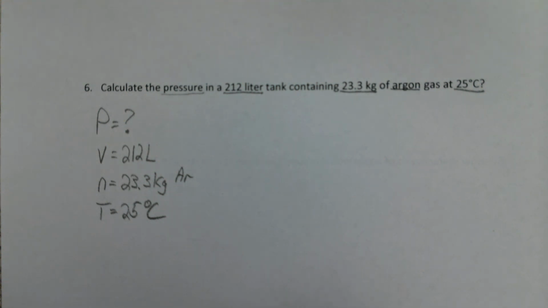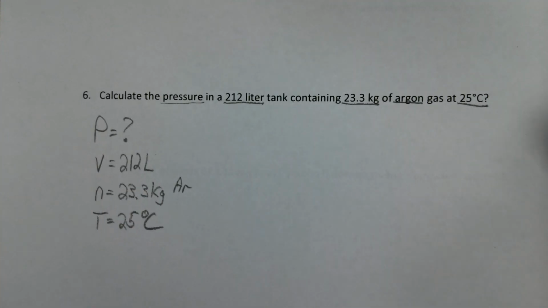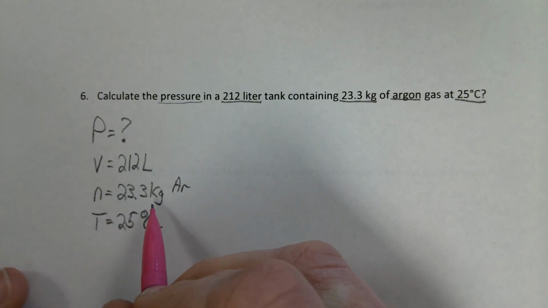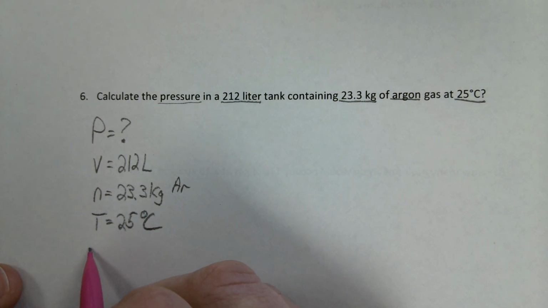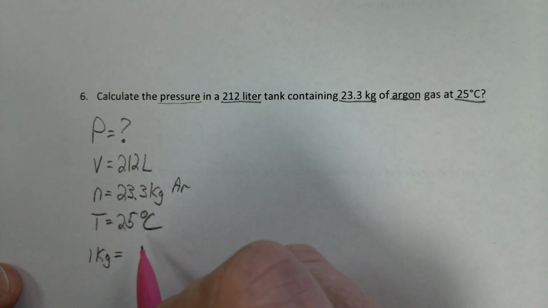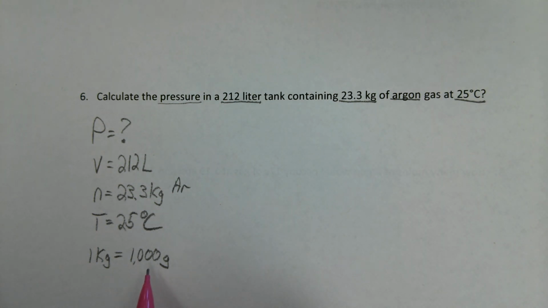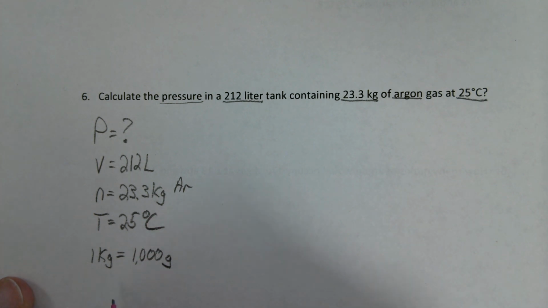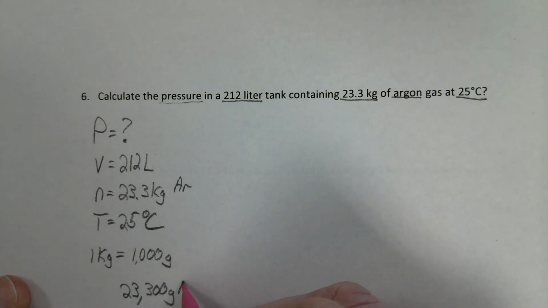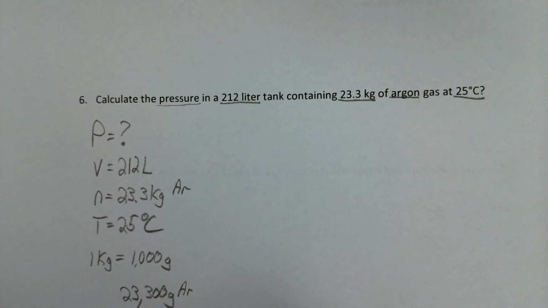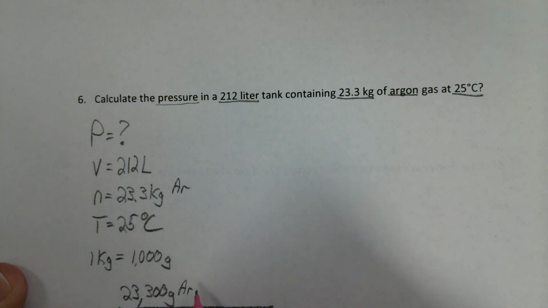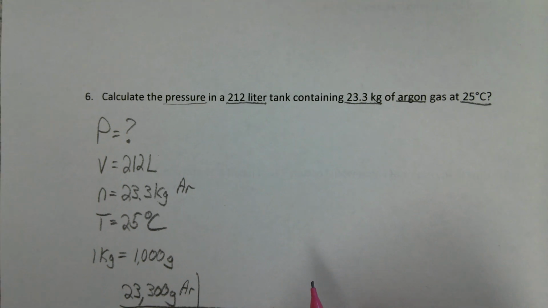So we'll start with the n, just because that comes first. For kilograms, the prefix kilo means 1,000. So 1,000 grams is 1 kilogram. Because we have 23.3 kilograms here, that ends up being 23,300 grams of argon. Now that we have grams, we can convert that to moles with our stoichiometry that we've done for the past few weeks, so nothing really new here.